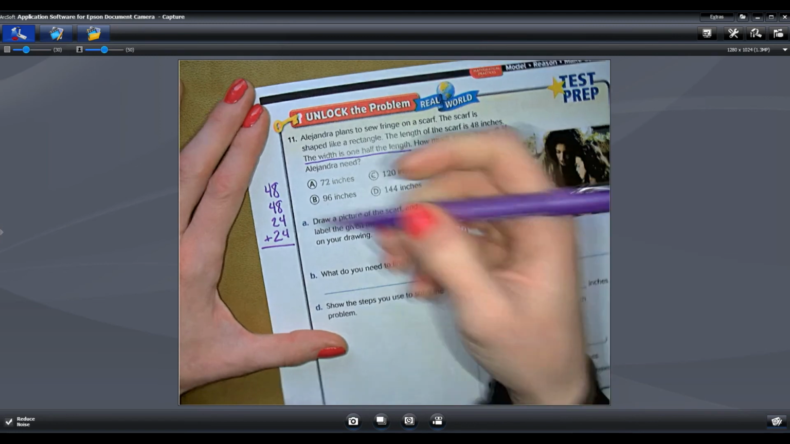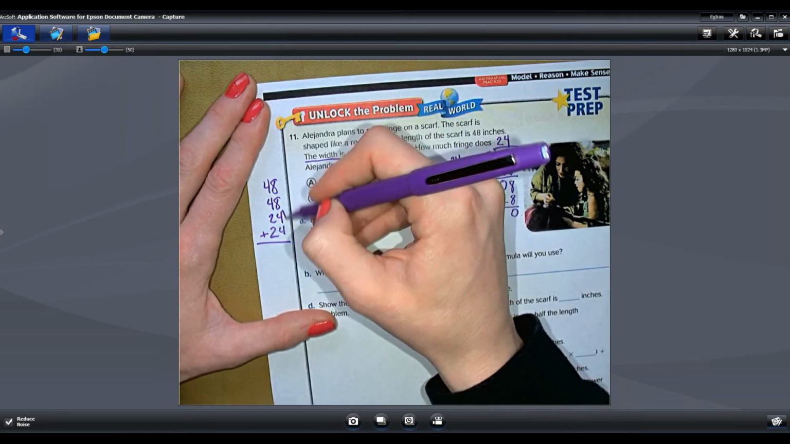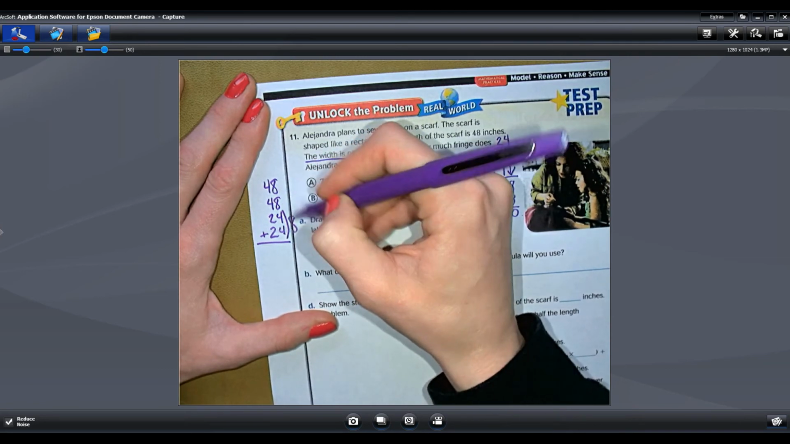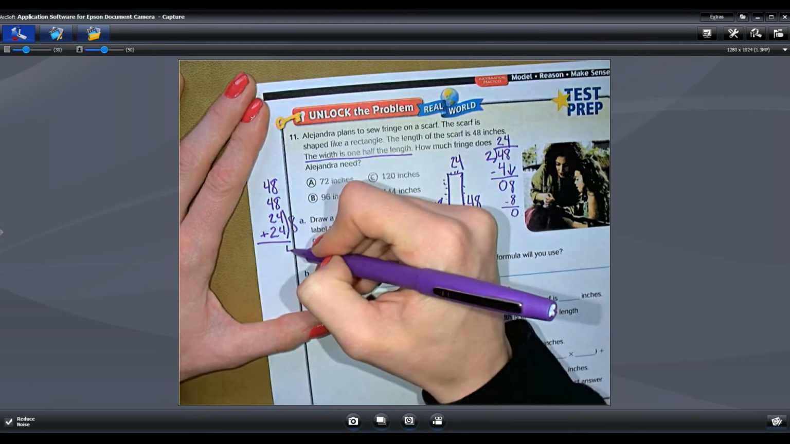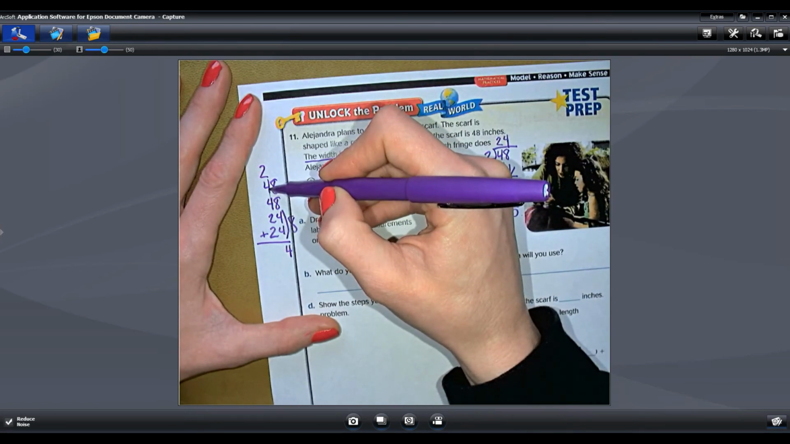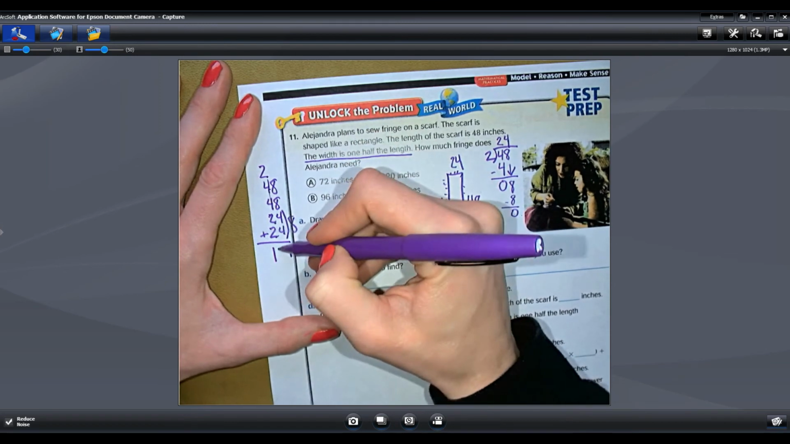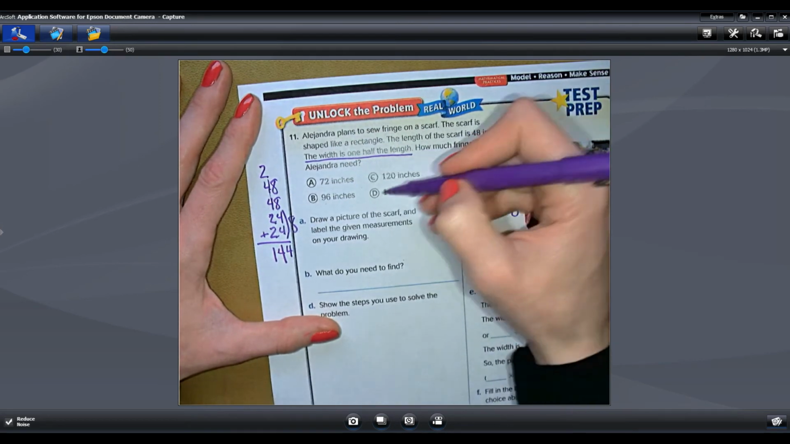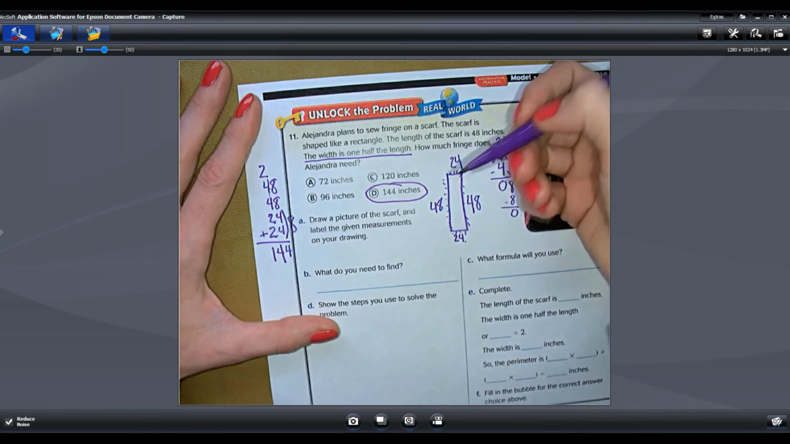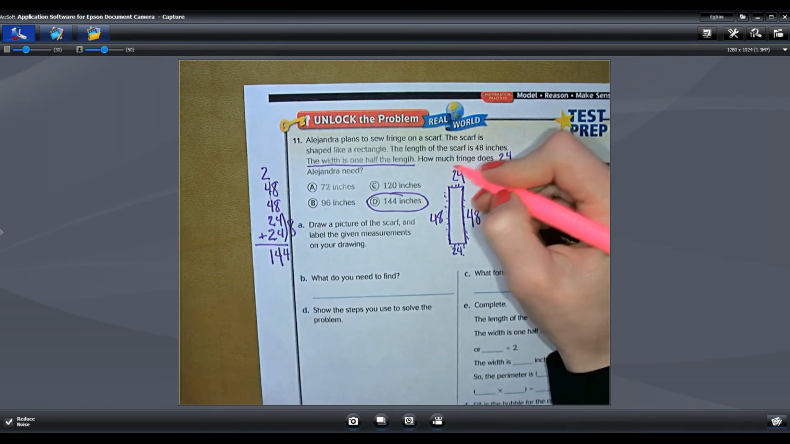All right, 8 plus 8 is 16. Look, there's another 8 right here. So it's like 8 times 3 is 24. 4 plus 4 is 8. 9, 10, 11, 12, 13, 14. 144.